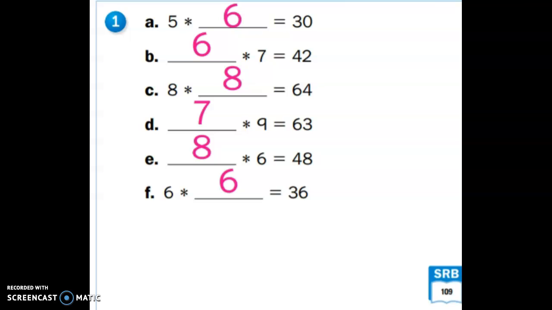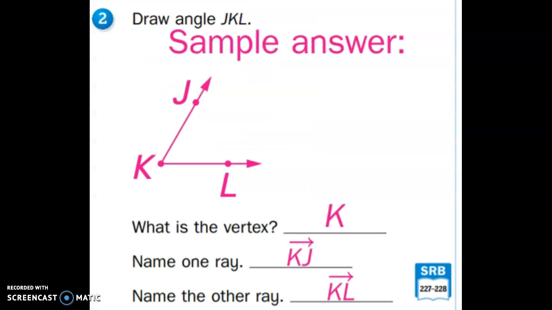Make sure you're practicing your multiplication facts. Don't let those fall out of your head. Remember, in math, if you don't use it, you lose it, which is a great reason for us to stay together and tight on this. Now let's look at box number 2. Here we go. Box number 2.